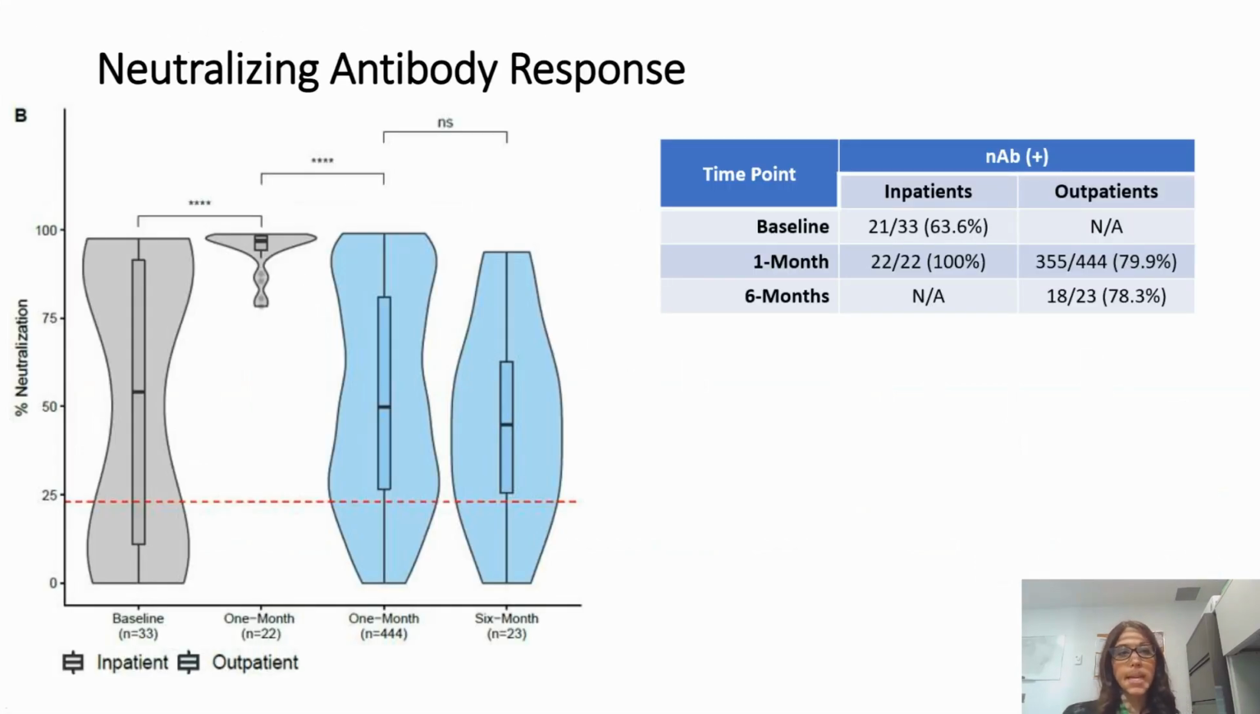Next, we assess the neutralizing antibody response, and we see that 1 month post-infection, 100% of inpatient samples are positive for neutralizing antibodies. It is a smaller N value, but it is a significant finding. And we see that the median percent neutralization of these samples was significantly greater than at baseline, as well as to outpatients at 1 month. There was no significant difference observed in the distribution of neutralizing antibody responses between outpatients at 1 and 6 months post-infection, which suggests that there is a durable neutralizing antibody response over time that is maintained for at least 6 months.